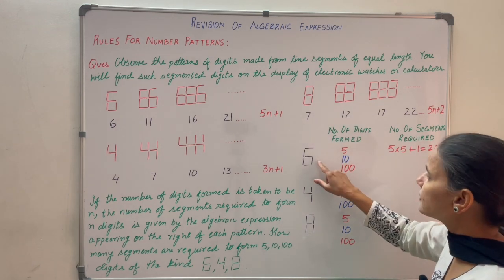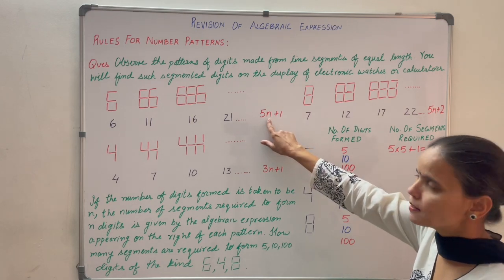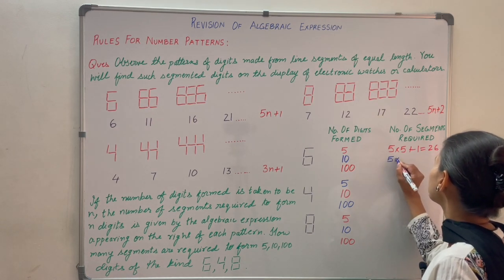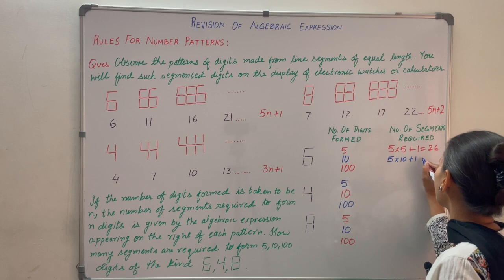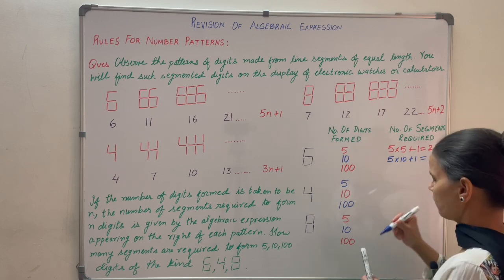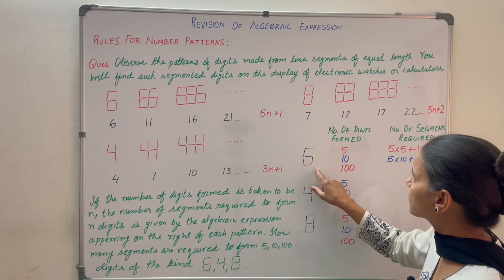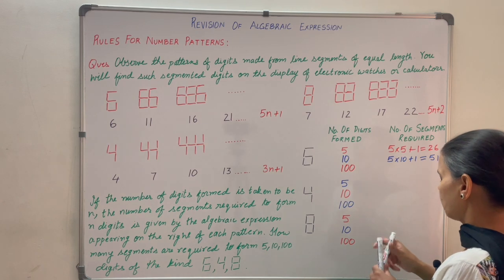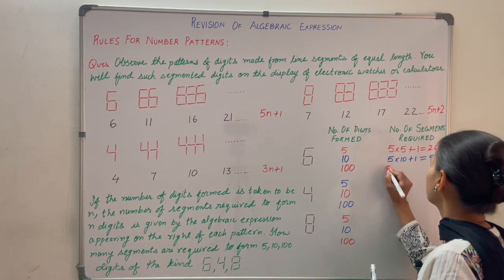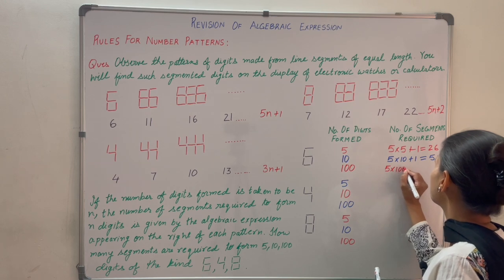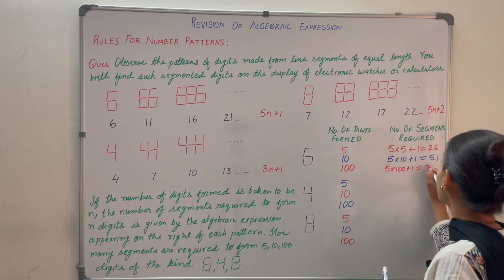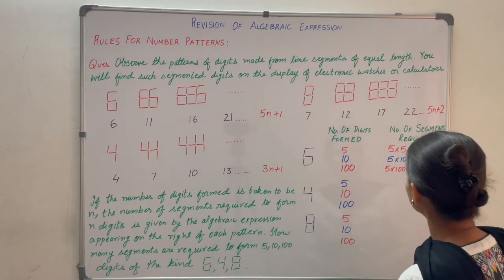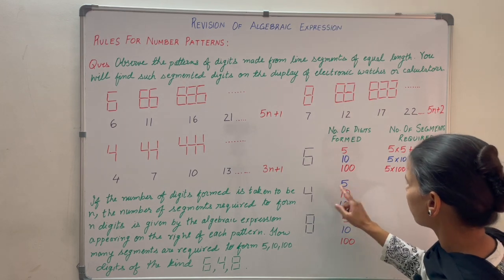Now when there are 10 sixes, the value of n is 10. So 5 into 10 plus 1. So this is 51. When there are 100 sixes, then 5 into 100 plus 1. So this is 501. So now how many line segments will be required when there are 5 fours?